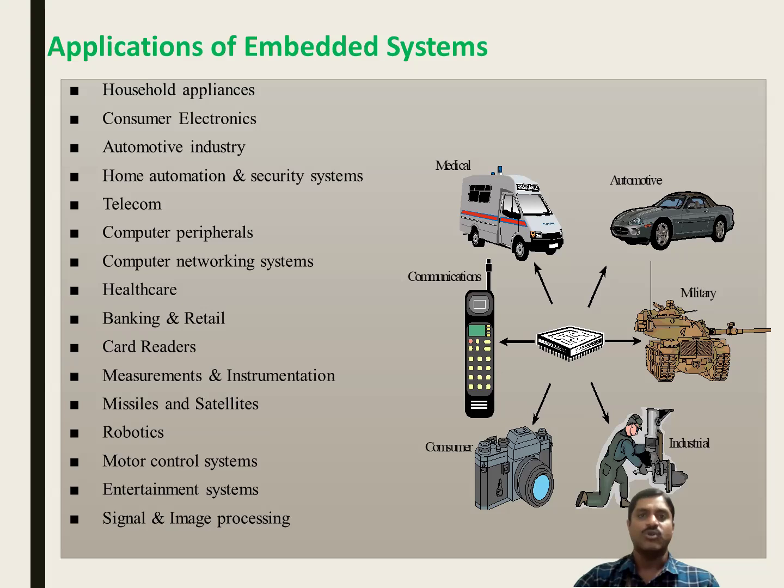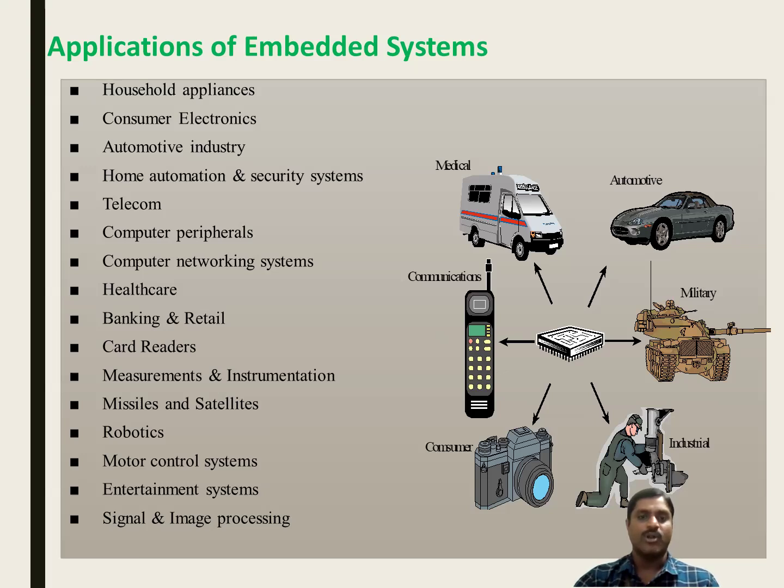So let's see the household appliances. What are the household appliances? Household appliances are like television, DVD players, washing machines, refrigerators, microwave ovens, etc. Whereas coming to consumer electronics, these embedded systems are built into cameras and camcorders. And coming to automotive industries, it can be used as an anti-lock brake system, engine control, ignition system, and automatic navigation system, etc.